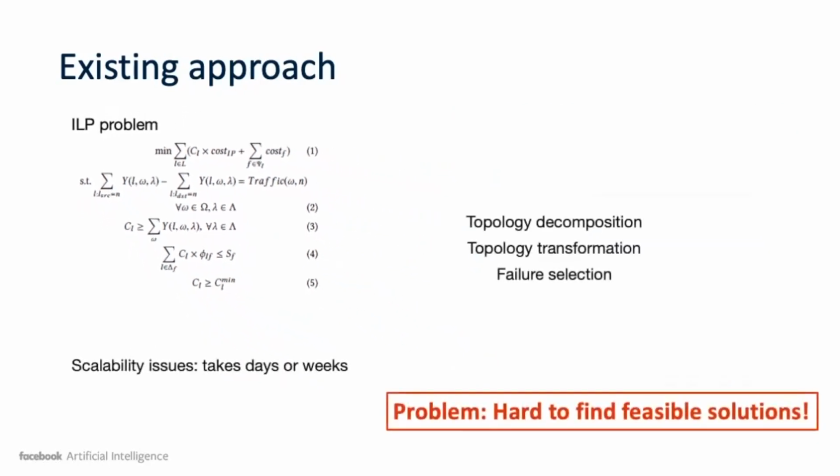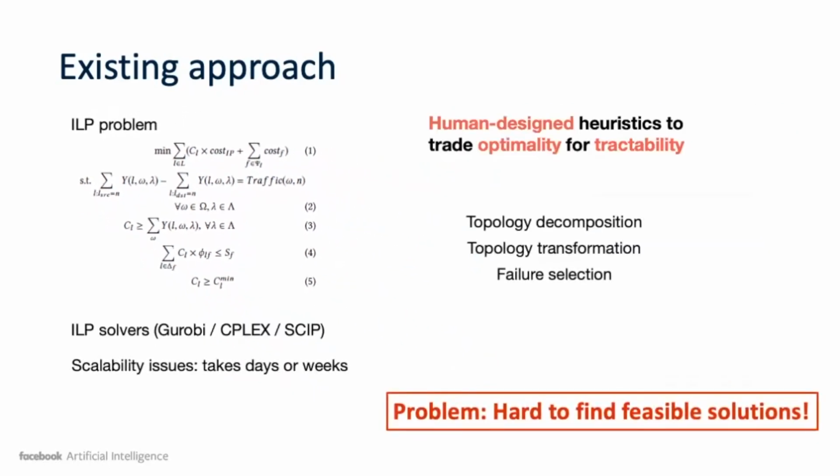If you want to solve this problem from scratch, there are a lot of solvers, like ILP solvers, but it's very tricky to use them because the problem itself can be huge, right? It may take days or weeks to solve from scratch. So usually people design their own heuristics to trade optimality for tractability. Maybe we can solve small problems first, and then combine all the solutions together. That's one possibility, but we want to find better solutions. The key problem here is that it's hard to find feasible solutions for these ILP problems.